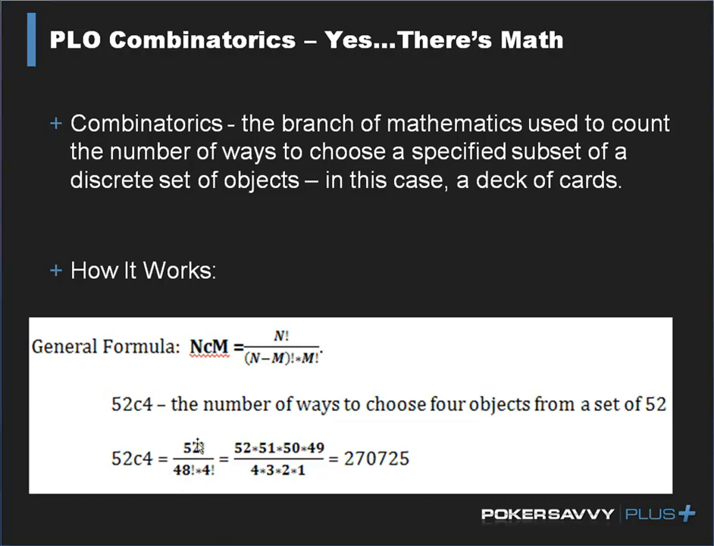The other way to think about this is you could write 52 factorial as 52 times 51 times 50 times 49 times 48 factorial, and I probably should have put this as a separate step. And then boom, you just cancel the 48 factorials right off, and you're left with this. And again, use a calculator, put it in a spreadsheet, whatever, it spits out this number, 270,725, and that's the total number of starting hand combinations.